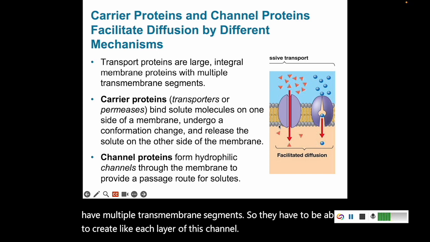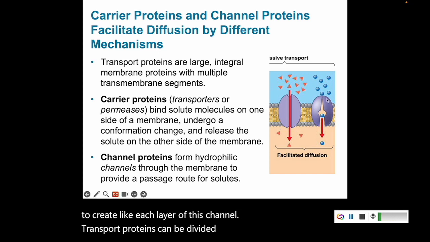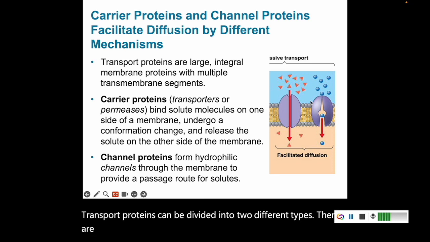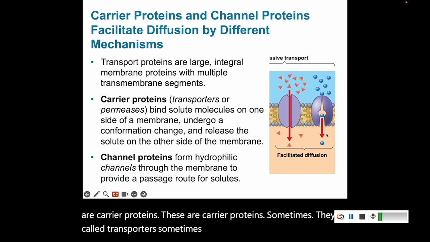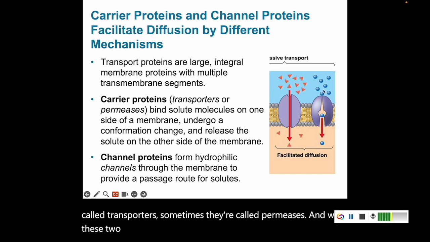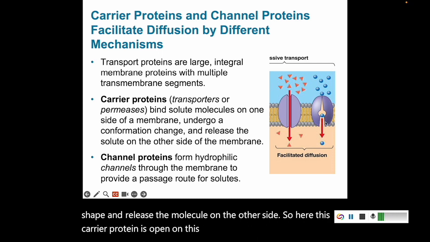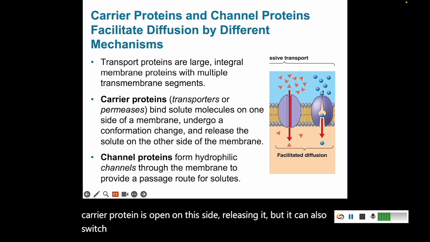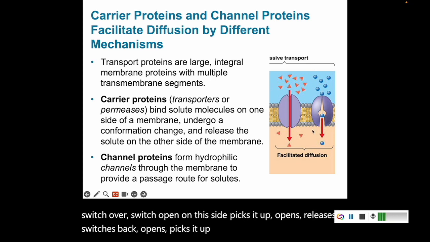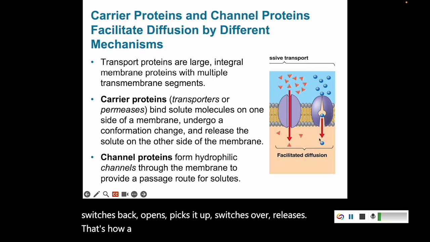Transport proteins can be divided into two different types. There are carrier proteins. Sometimes they're called transporters, sometimes they're called permeases. What these do is they bind molecules on one side, then they change their shape and release the molecule on the other side. Here, this carrier protein is open on this side, releasing it, but it can also switch open on this side, pick it up, open, release. That's how a carrier protein works.